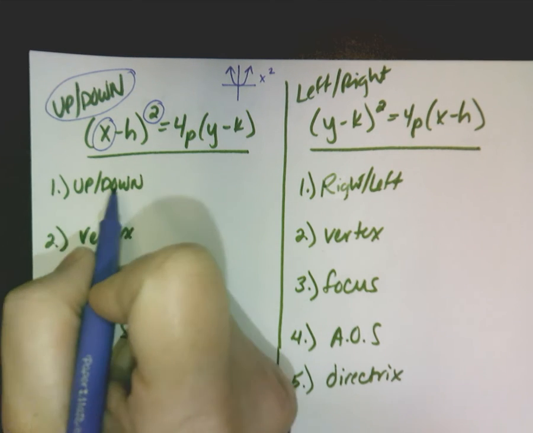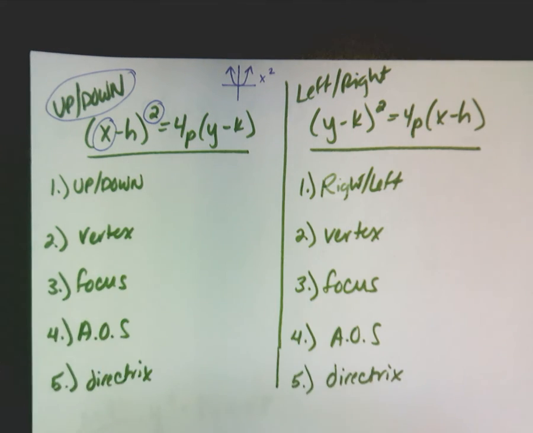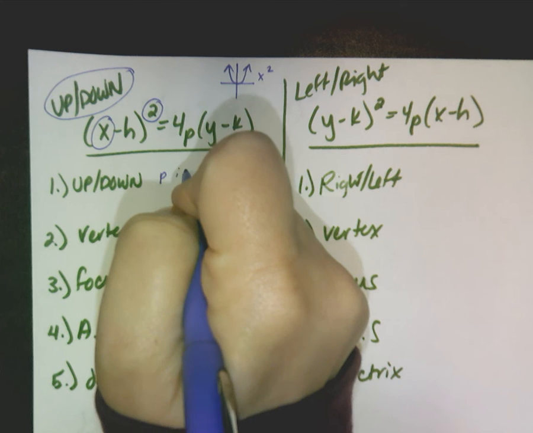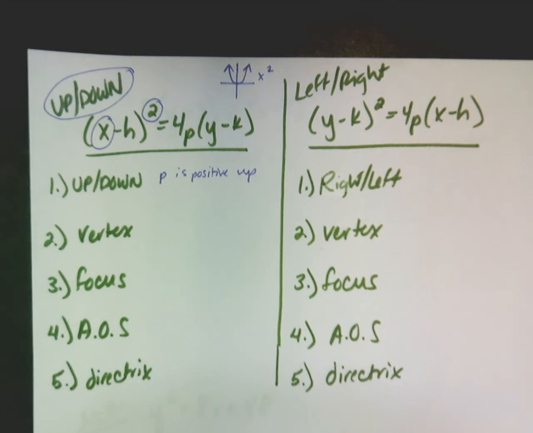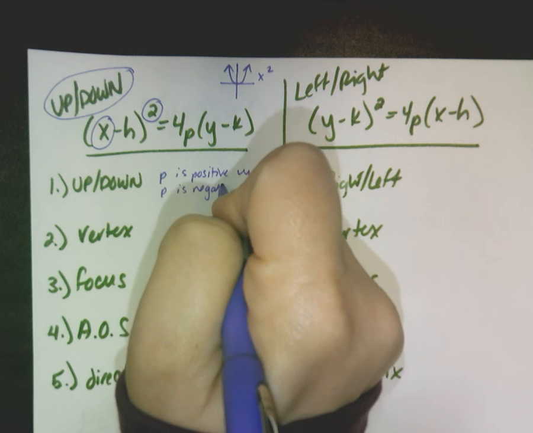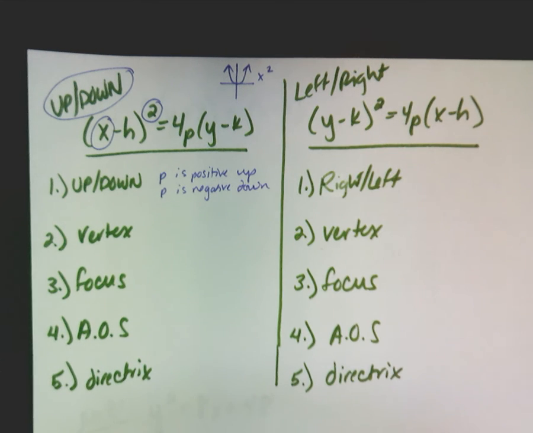Now, how do we know if it's up or if it's down? Well, you're like, well, it's probably deals with negatives. Well, what up here is negative? Well, it's this p right there. If the p is positive, it goes up. If the p is negative, it goes down. So that p is important to us.